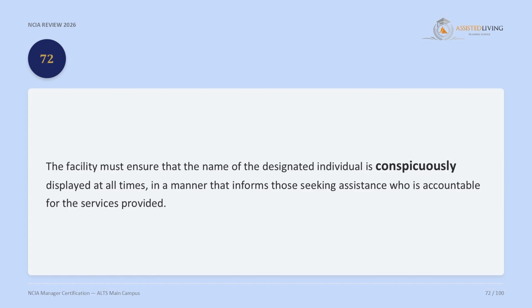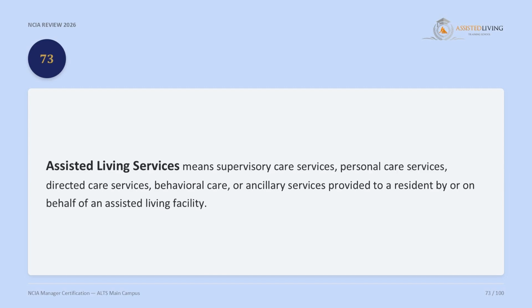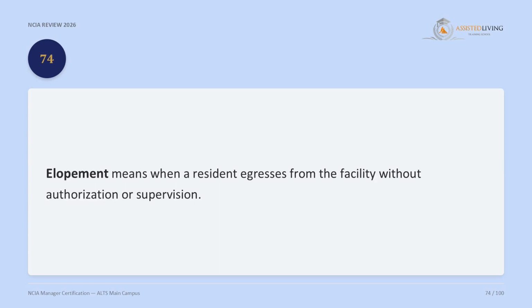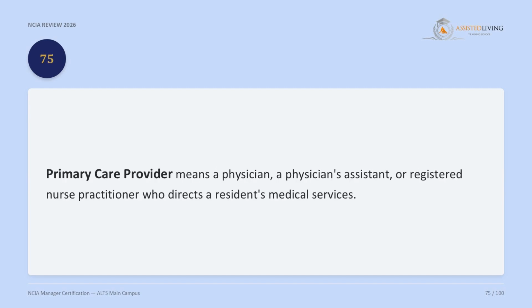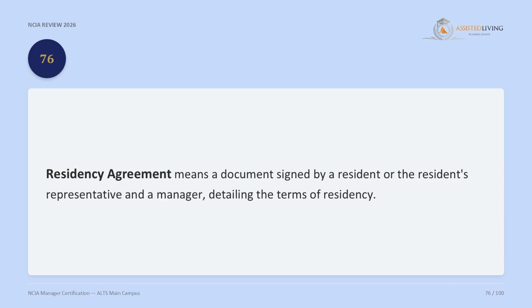Facilities must clearly display the name of the designated individual responsible for services, ensuring accountability and assistance. Assisted living services include supervisory, personal care, and other essential services provided to residents. Elopement refers to a resident leaving the facility without permission or supervision, posing potential risks. A primary care provider is a medical professional who oversees a resident's healthcare needs. A residency agreement outlines the terms of residency between a resident and the facility.